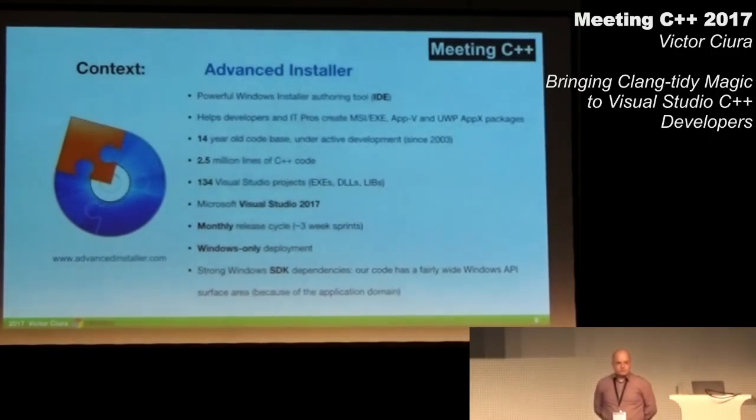It's a 14-year-old code base, like I said, about 2.5 million lines of C++ code, 130 Visual Studio projects that include EXEs, DLLs, static libraries. We build everything with Visual Studio 2017 now. We're on a monthly release cycle with about 3-week sprints. We do Windows-only deployment, so no cross-platform for us. And we have strong Windows SDK dependencies, as you might imagine, because of our application domain.